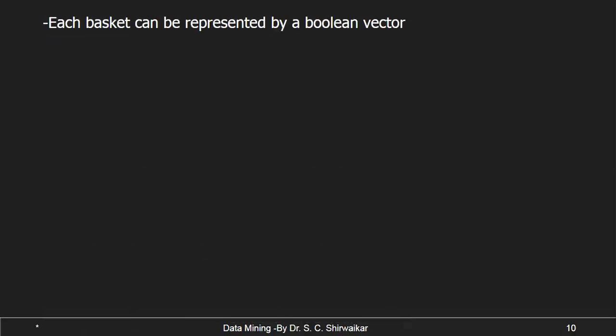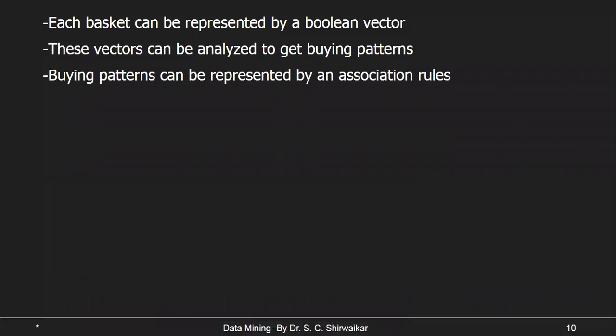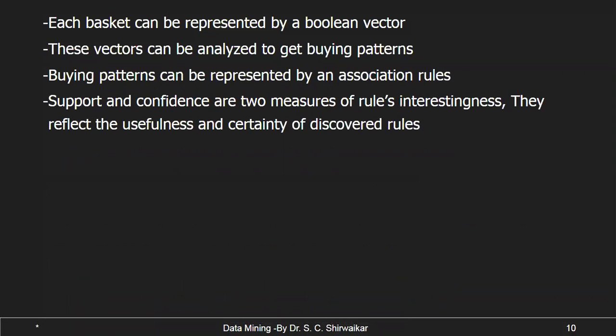Now we have seen all these points also. We are not concentrating in detail, but basically we are going to focus on how each basket can be represented by a Boolean vector. What analysis is required? The vectors can be analyzed to get buying patterns. So buying patterns can be represented in association rules. Yes, we have to find out the relationship between these two items that we need to focus on.